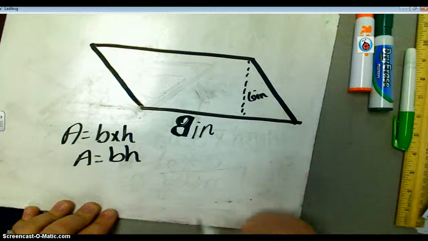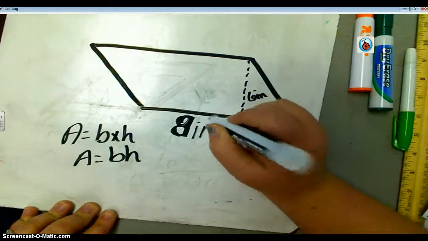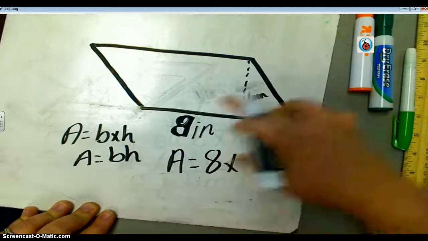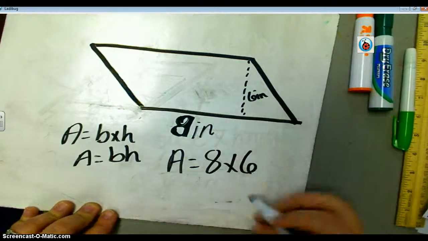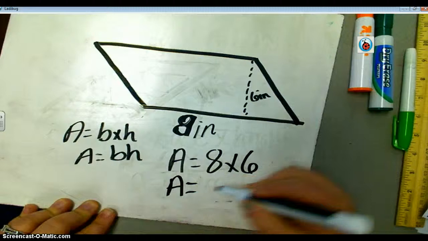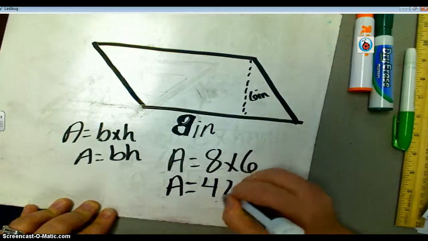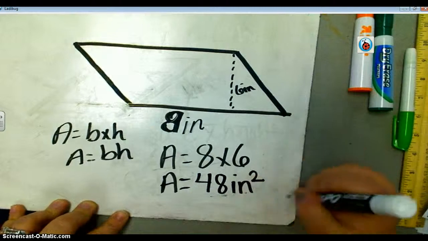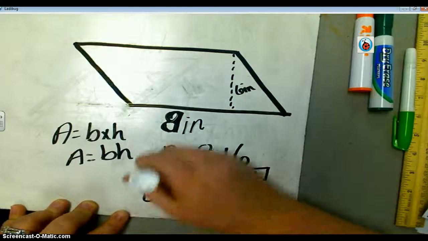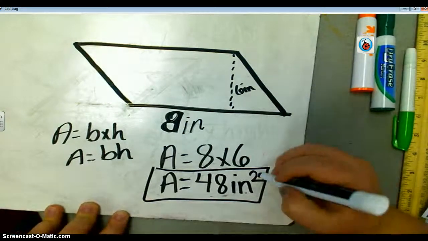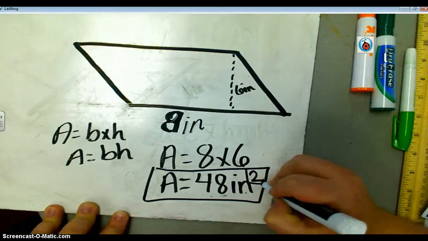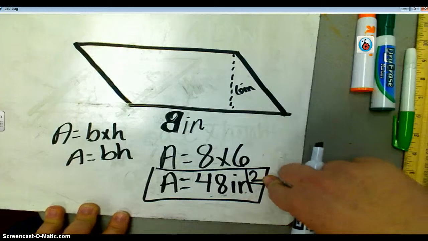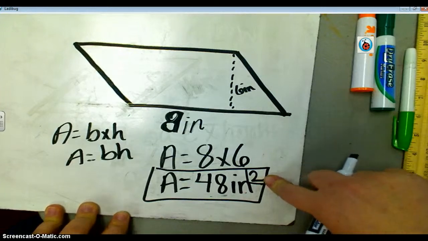Okay? If I'm going to fill in my base, which is my bottom, A equals 8 times my H, which is height, 6. My math facts tell me that 8 times 6 is 48 inches. Is this squared? Yes. Absolutely. Just like area of a square and a rectangle, you absolutely 157% have to have this little 2 right here. Okay? If you do not, it is wrong.